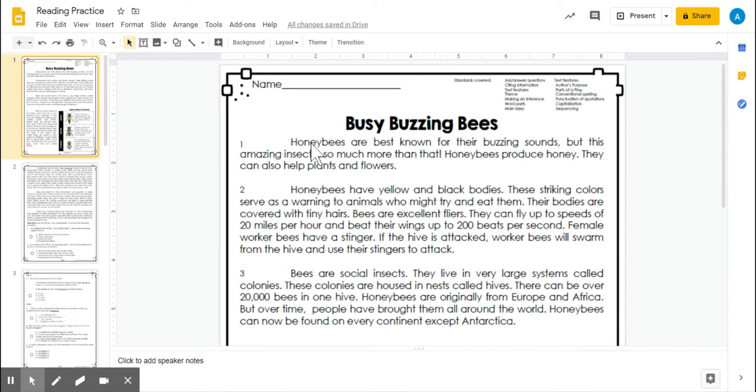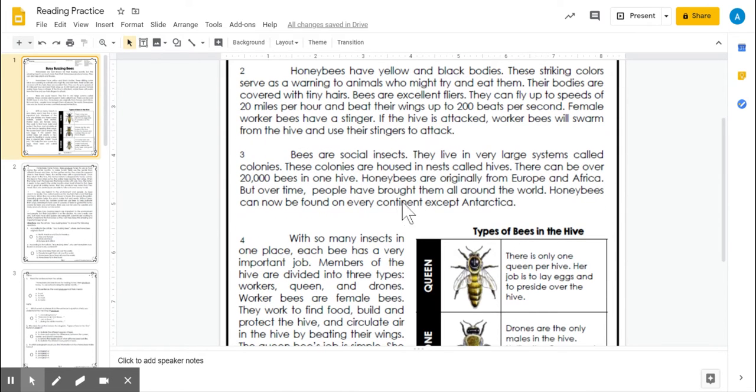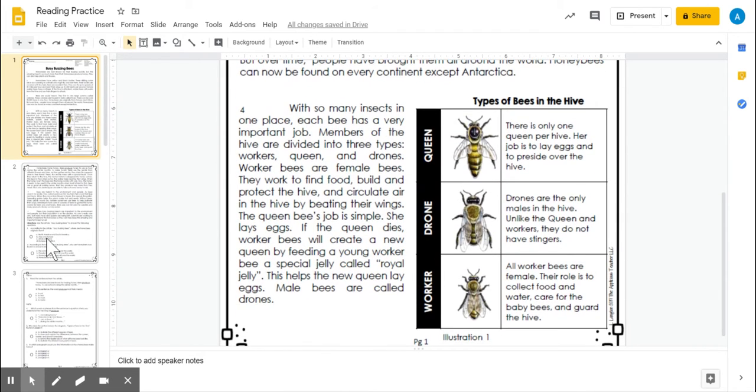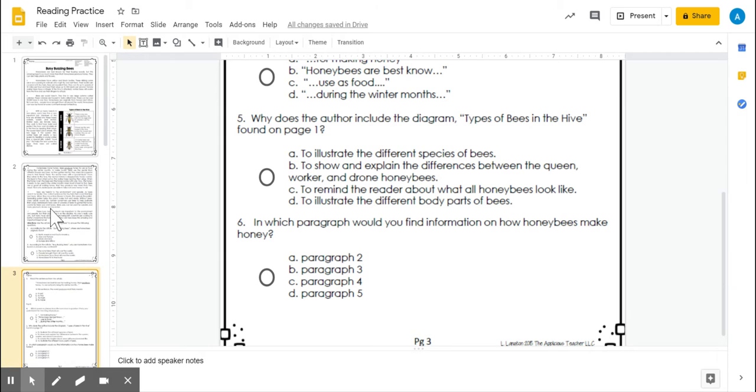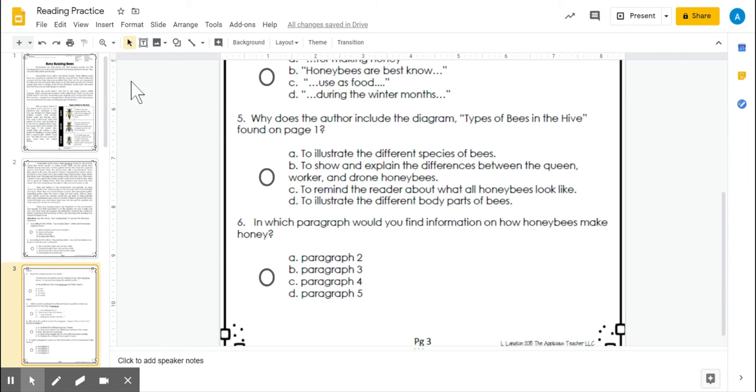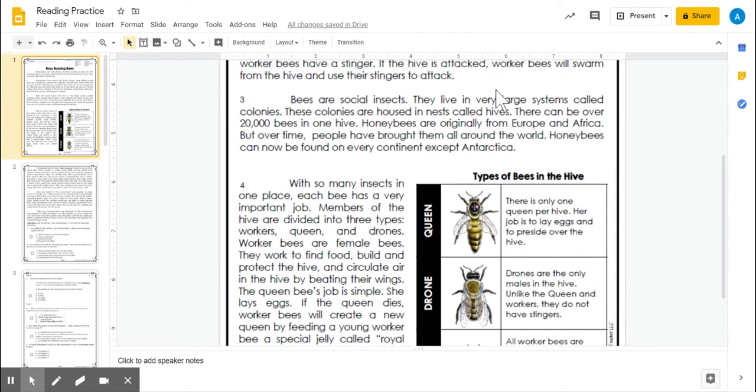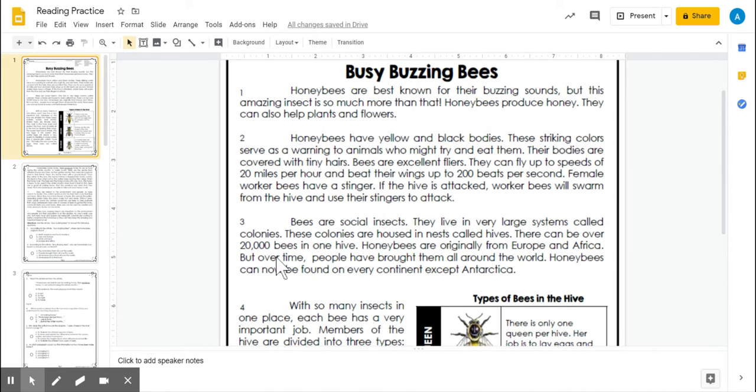So cubes, obviously you can follow that. Or sorry, cubes is math, not reading. Another strategy is making sure they already have our paragraphs numbered. We can read our questions beforehand to know what to look for. So we already saw our title was Busy Buzzing Bees. So we're going to be reading about our flying insects, the bees.